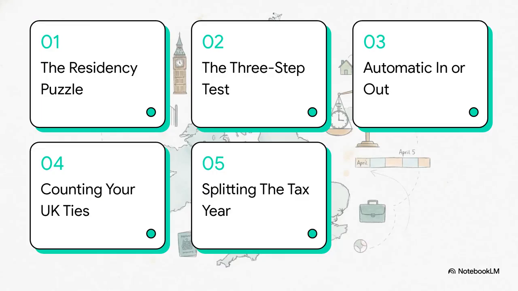So, here's the plan. First, we're going to look at why this is such a big deal. Then we'll walk through the official rulebook, the three-step Statutory Residence Test. We'll hit the super clear automatic rules, then get into the trickier ties test, and wrap up with what happens when you move right in the middle of the year.